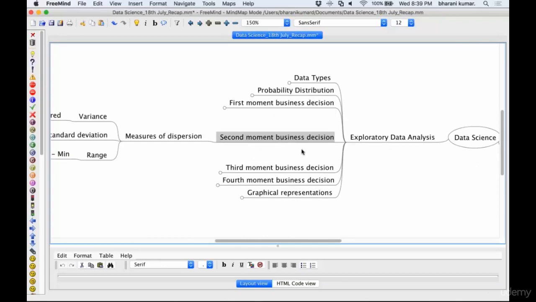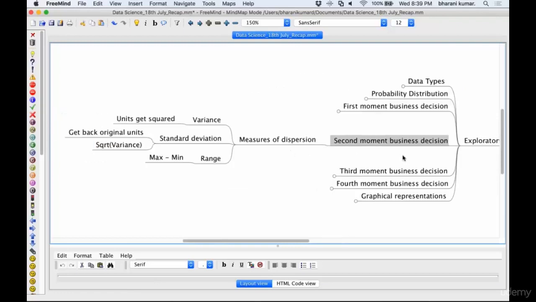Then we need to calculate the second moment business decision, which is also called as measures of dispersion. As part of this, we have three measures. Variance. Variance gets influenced by the units because the units get squared because of the very nature of the formula that is used to calculate variance. Hence, we resort to standard deviation, which is all about taking square root of variance, and you get back your original units. And we have another measure which is called as range, which is maximum value minus minimum value.